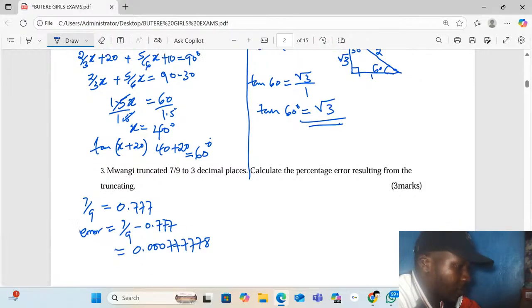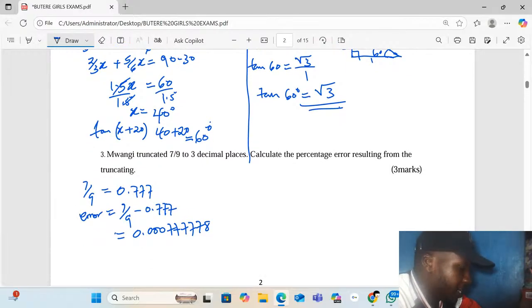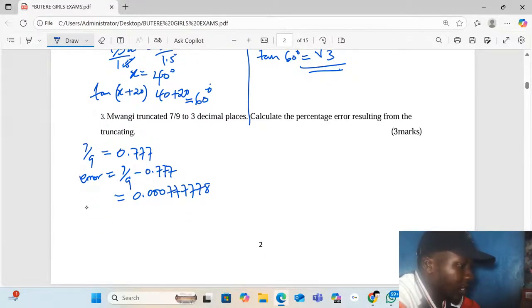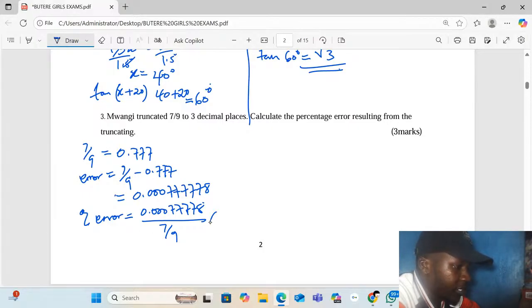We've rounded off. So that is the error. So to find the percentage error, you check the error, which is 0.000777778. Now you divide by 7/9, the original, times 100%.